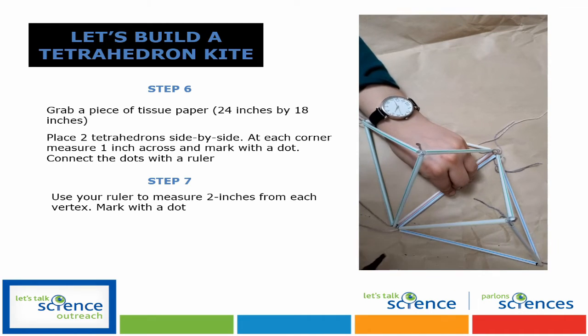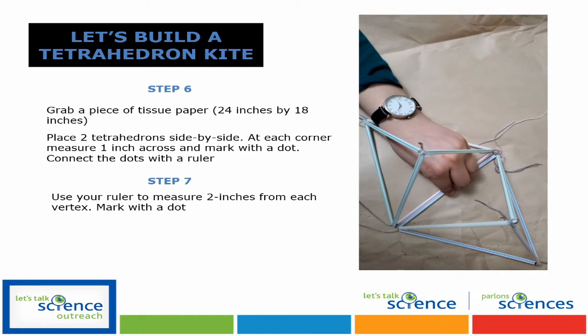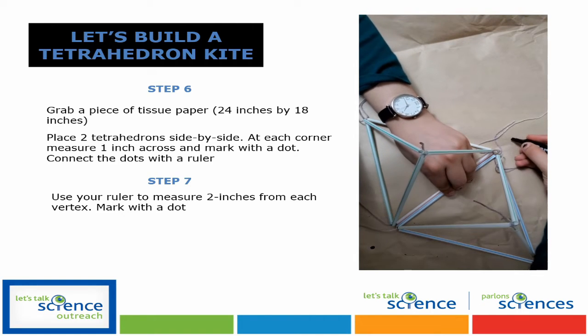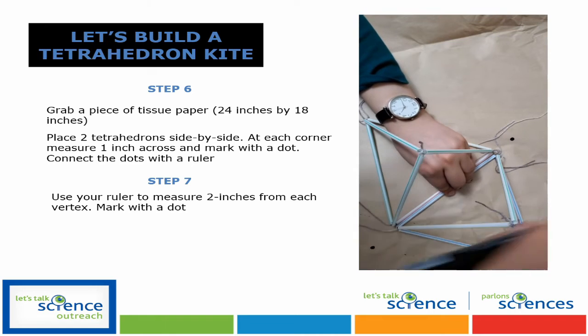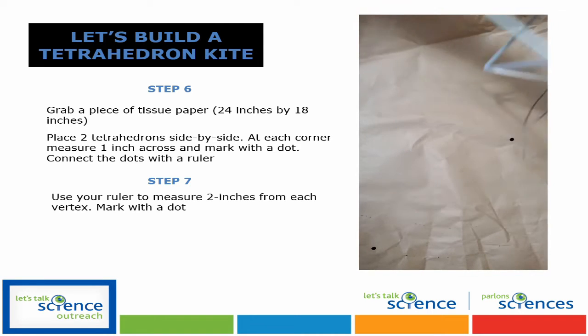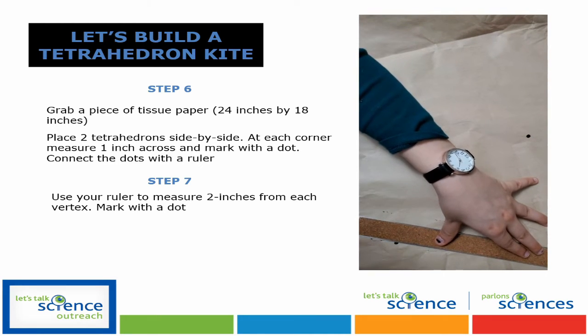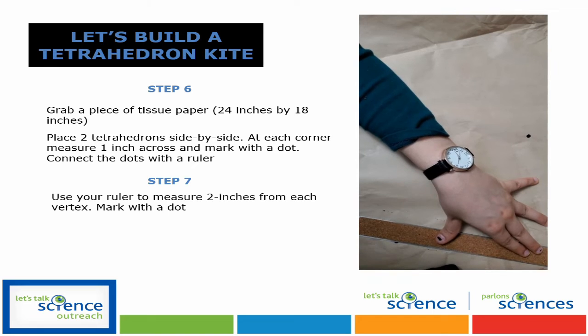Next, take a black marker and measure 1 inch from each vertex. Label this with a black dot. Once you have your 4 dots, use a ruler to connect them into a diamond shape.